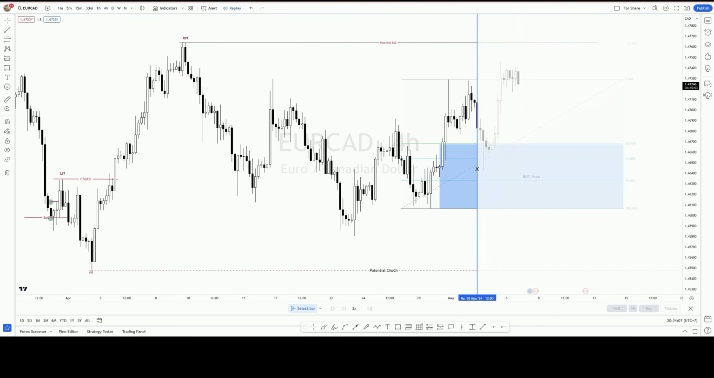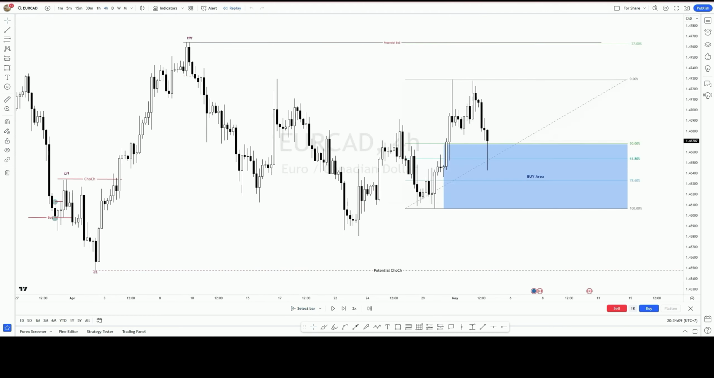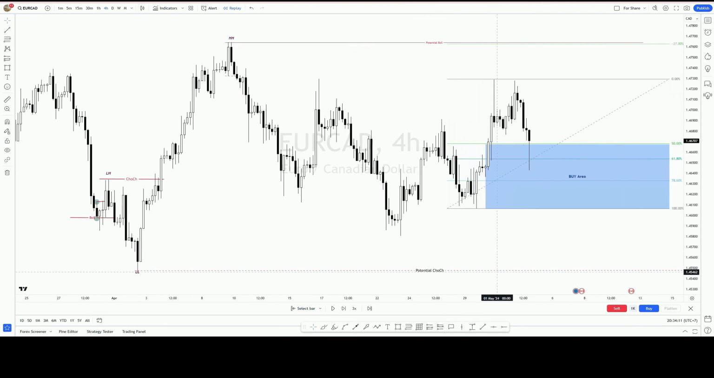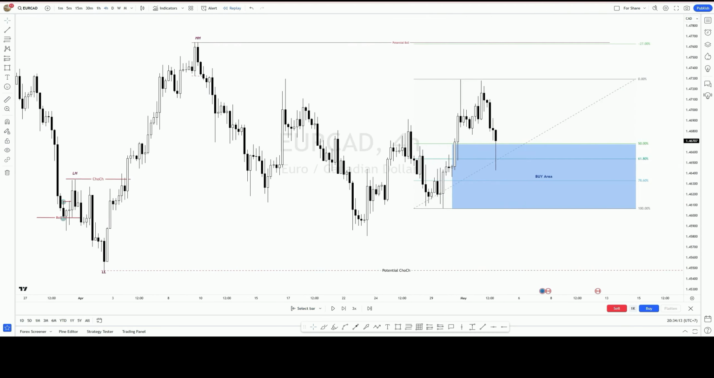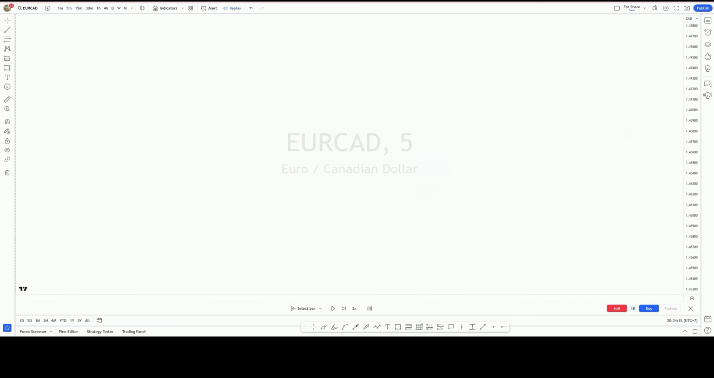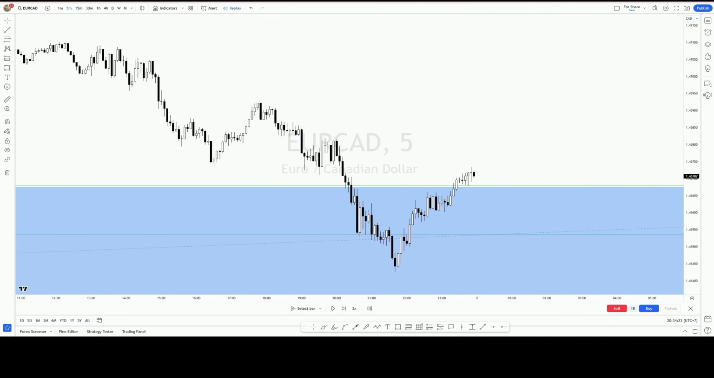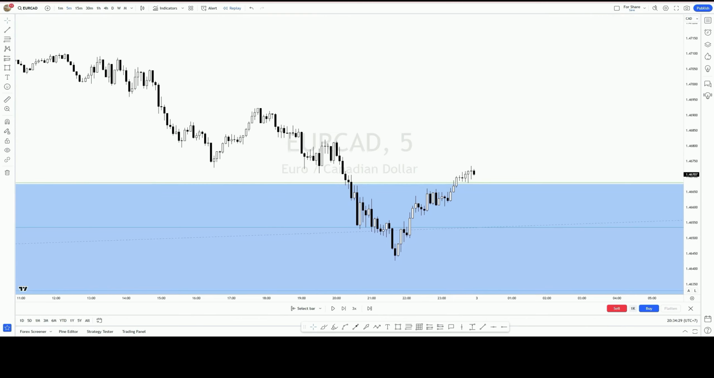So the pattern I will be looking for is ABC pattern. Let's cut the chart over here before we move to the lower time frame. Then move to M5 time frame. For ABC pattern, it's exactly the same as I explained in the last video, ABCD, but this time it is without D.